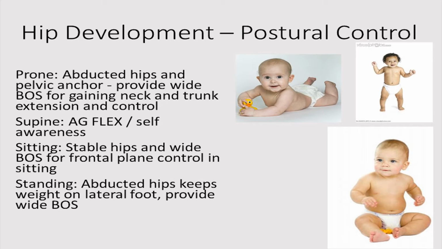Hip development plays a really important role in the development of postural control. So in prone, the abducted hips provide a pelvic anchor, a very wide base of support, and gaining neck and trunk extension. In supine, the flexed hips help with anti-gravity flexion and self-awareness. In sitting, those wide abducted hips help provide a stable base of support in that ring sitting position and frontal plane control. And then in standing, the hip position helps keep the weight on the lateral borders of the feet and provides a nice wide base of support to keep their large head inside their feet.